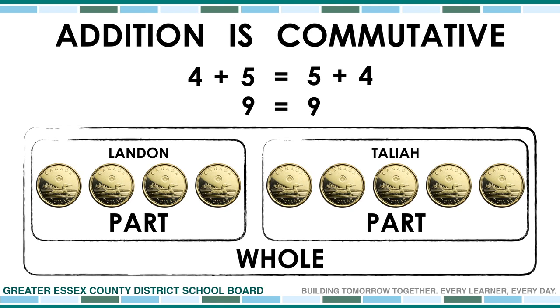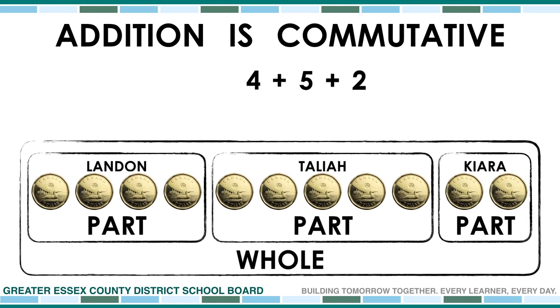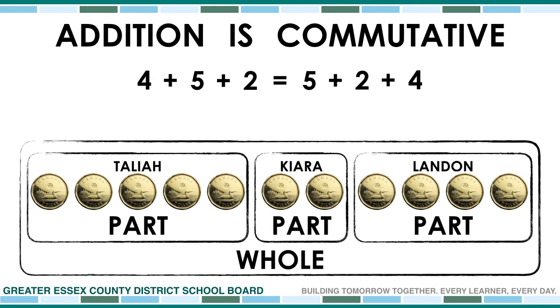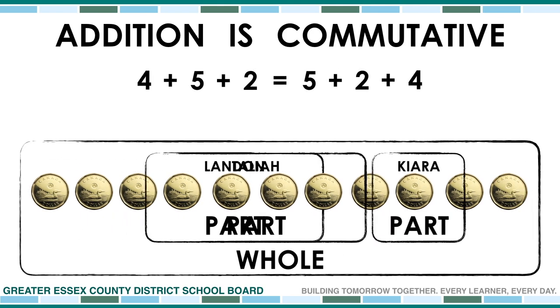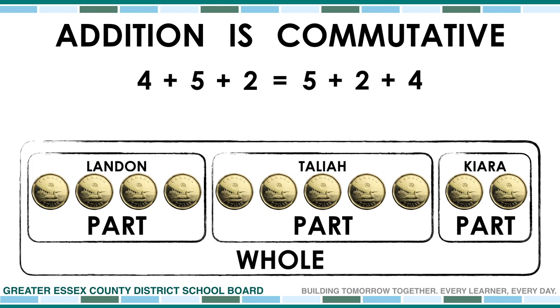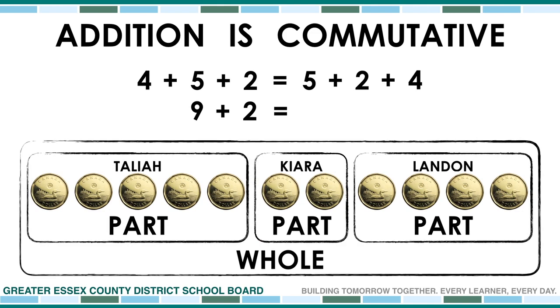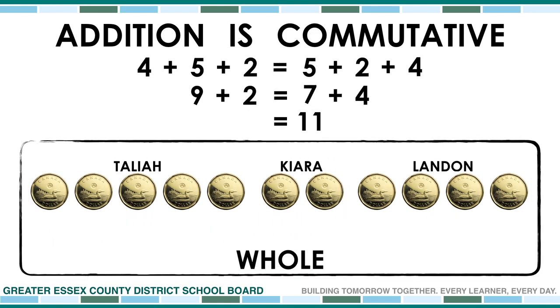And the same is true when we have more than 2 addends or 2 parts. For example, if we add Kiera, who has 2 loonies, we can commute the quantities of 4 loonies, 5 loonies, and 2 loonies in any order, and will still result in the same quantity of 11 loonies. 2 more loonies than we had originally with Talia and Landon alone.